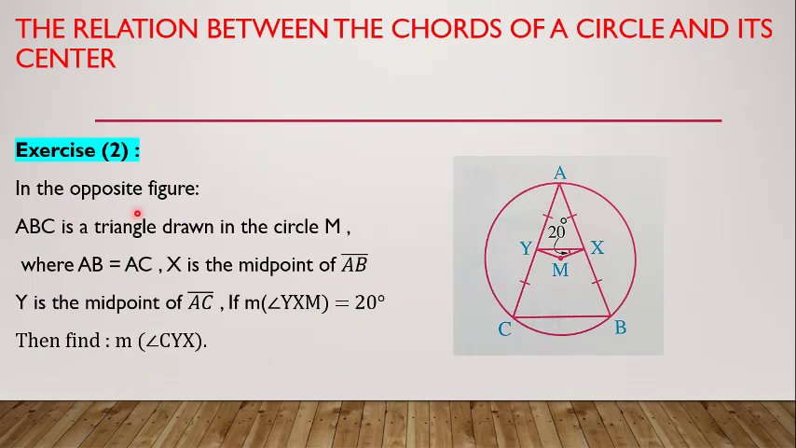Here we have another exercise. In the opposite figure, ABC is a triangle drawn in a circle. So this is an inscribed triangle drawn in the circumcircle M. AB equals AC. What does it mean? We have two equal chords. X is the midpoint of AB and Y is the midpoint of AC. The measure of angle YXM is 20. I want the measure of angle CYX. Okay, let's see.